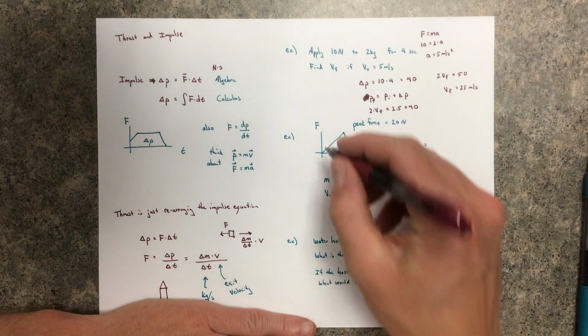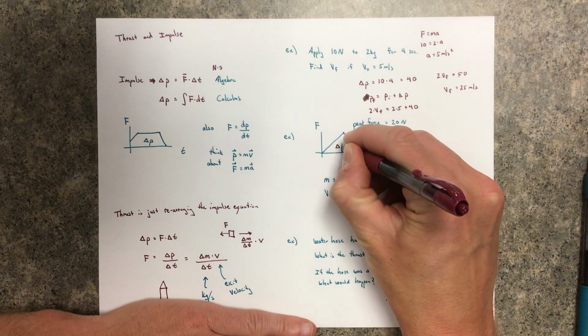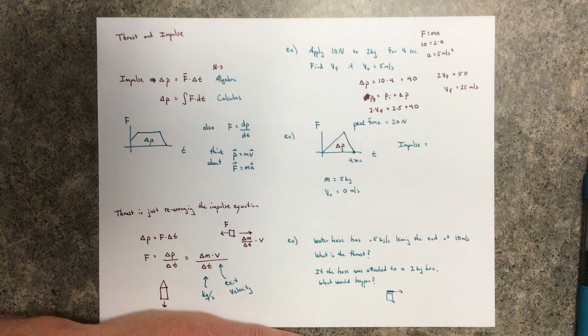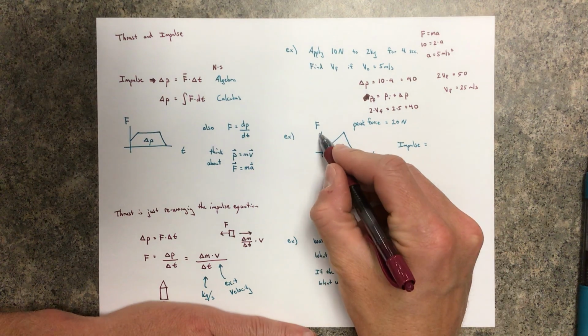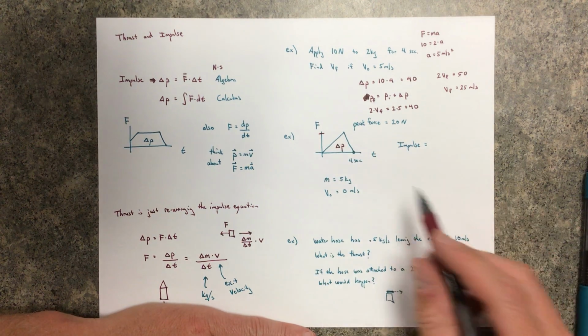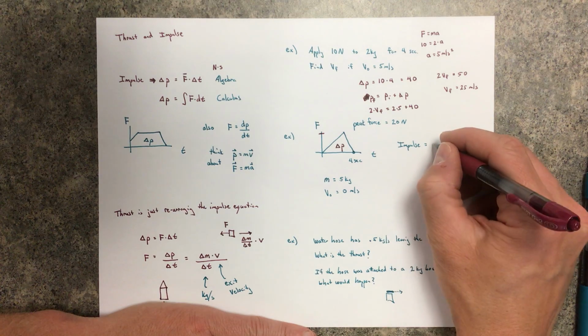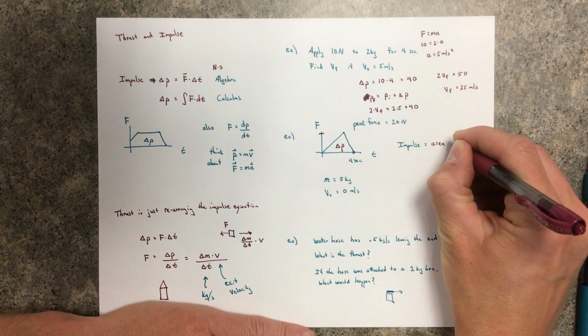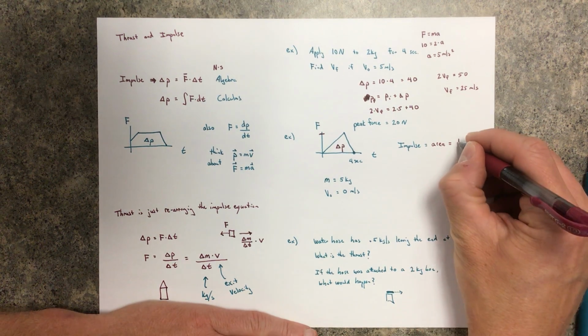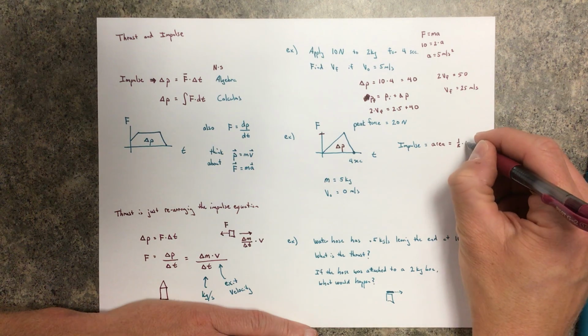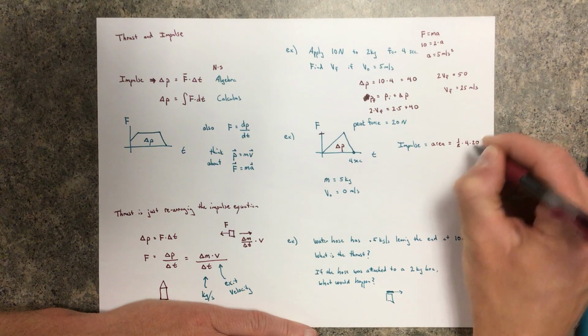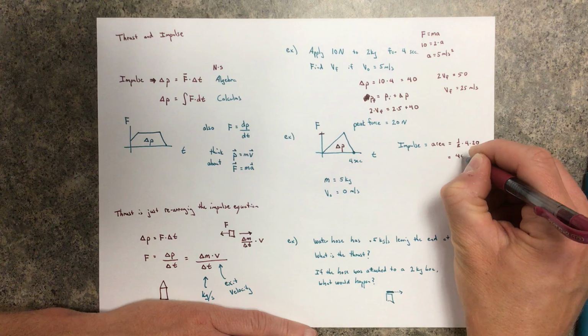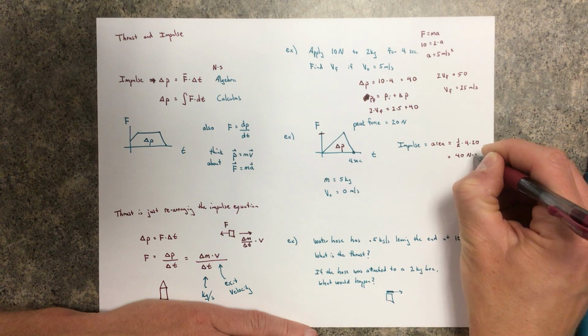Here is kind of a graph. We know that the area under the curve is going to be the impulse, or the object's change in momentum. If this peak force, meaning right there, is 20 newtons, then the area is just a triangle, so it's 1/2 base times height, and the impulse there is 40 Newton seconds as well.